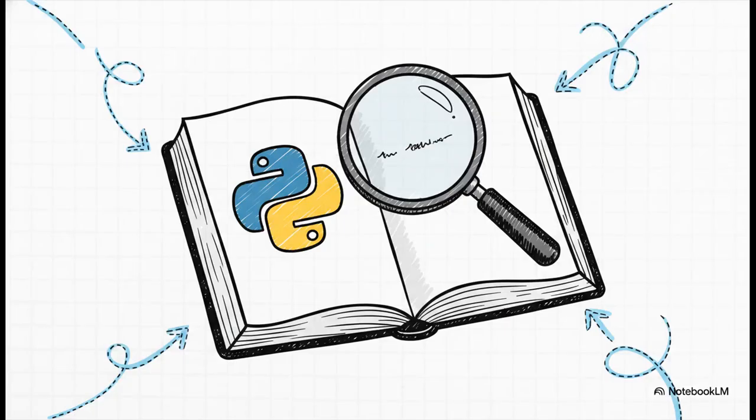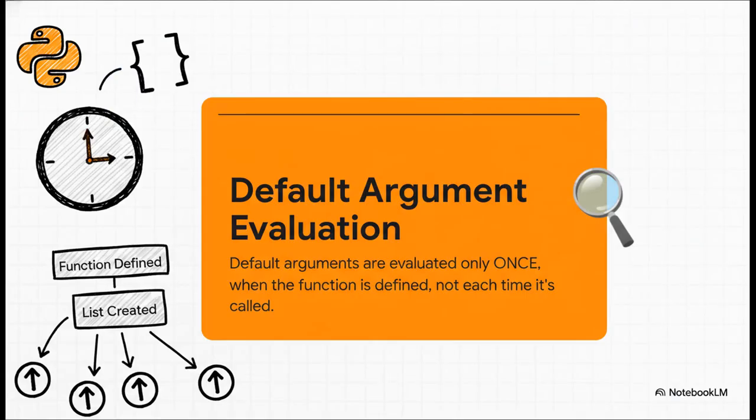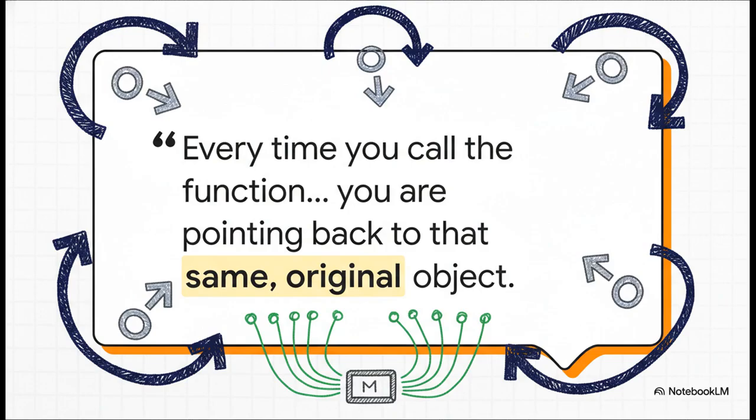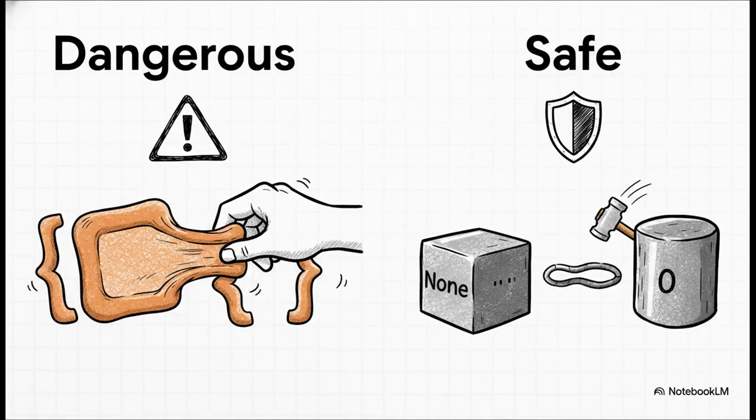His mentor, Margaret, knew exactly what was up. It all comes down to one little Python rule. And here's the secret. Python creates that default list only once, right when the function is defined. So every time you call it, you're actually messing with that same exact list. This whole problem only happens with mutable things, stuff you can change, like lists or dictionaries.